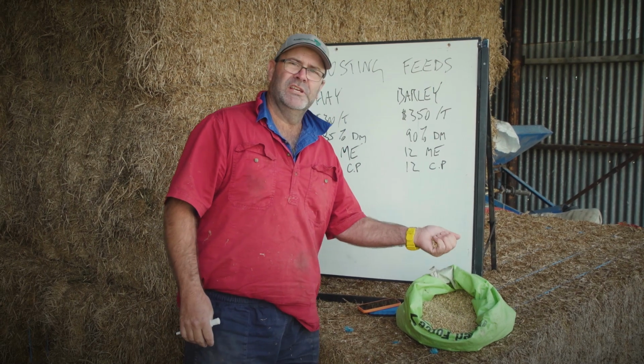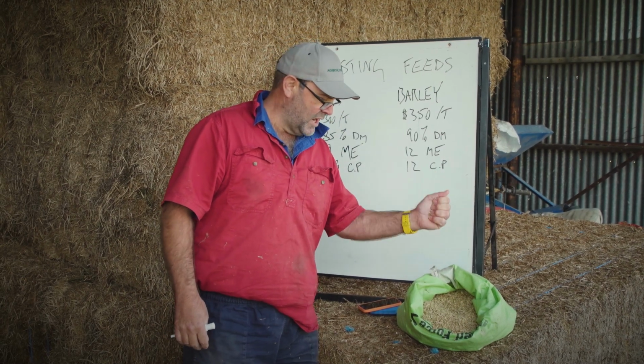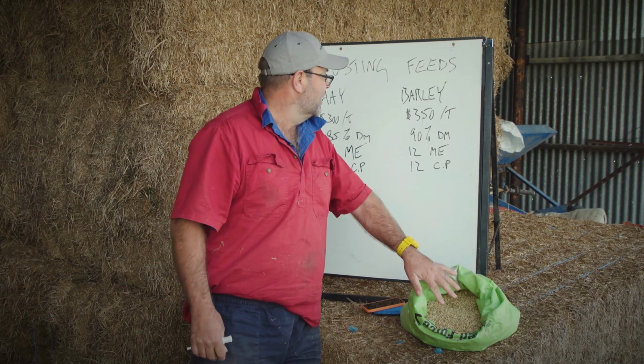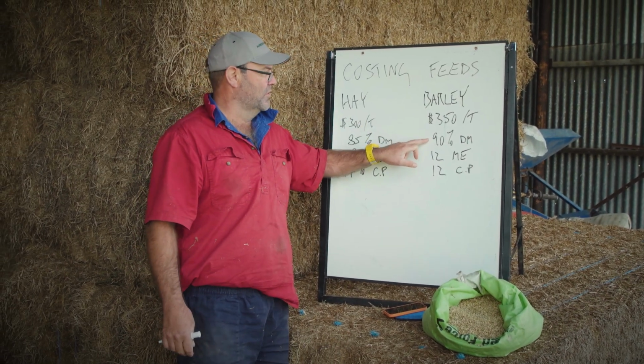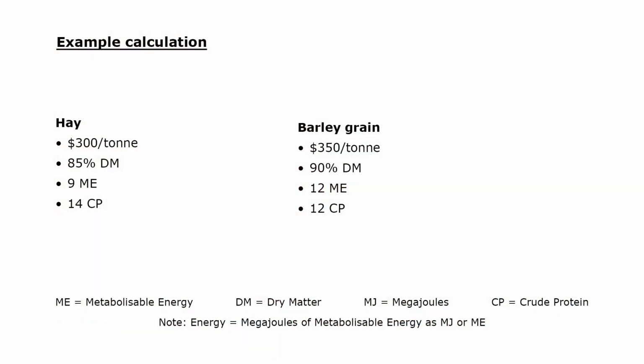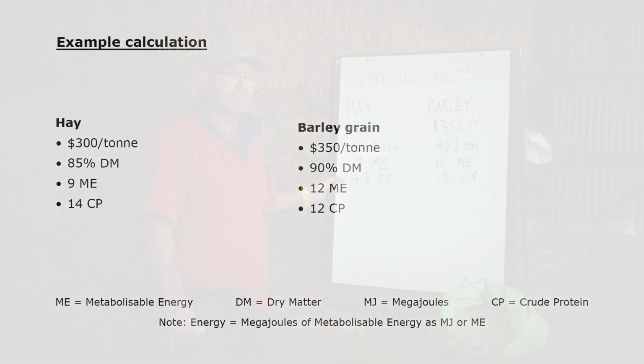We've got barley here that we've feed tested, so we know the energy, the protein and the dry matter, and that's $350 a tonne. It's 90% dry matter, 12 ME of energy, and 12% crude protein. The comparison is some vetch hay that's $300 a tonne at 85% dry matter, but it's only 9 megajoules of energy per kilo of dry matter. But it's good for protein at 14%.